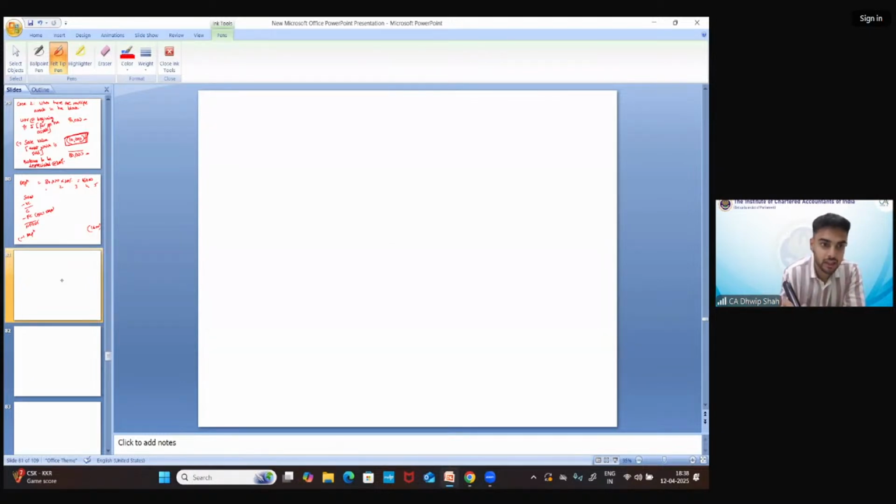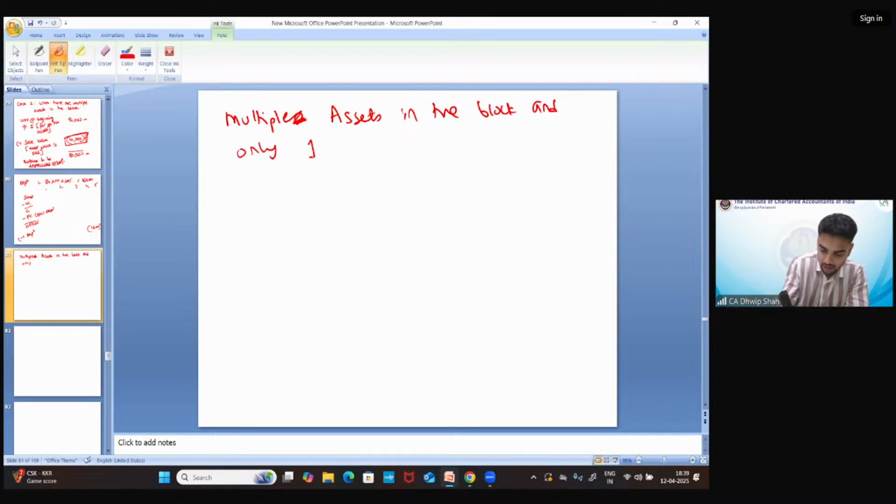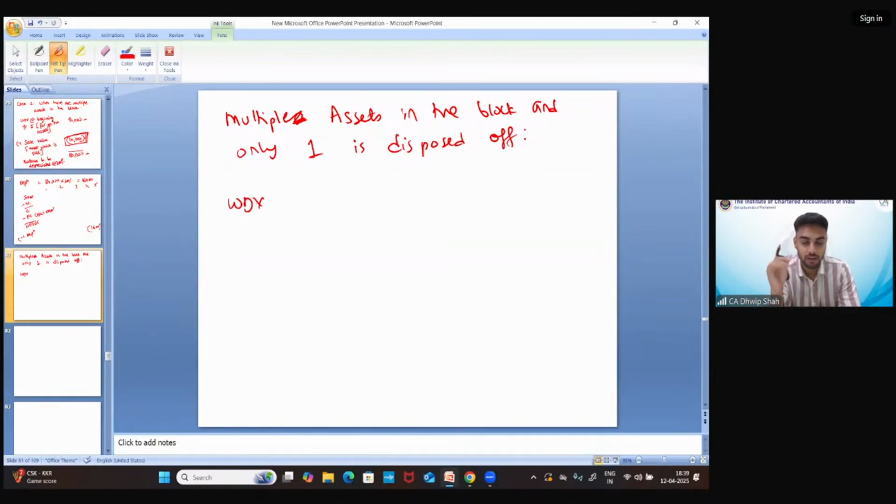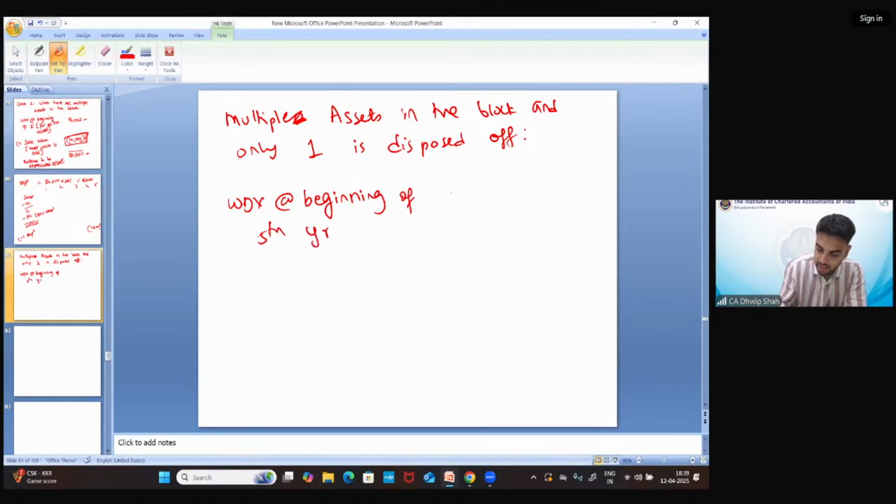Okay, now let me give you another illustration. When there are multiple assets in the block and only one is disposed of. Okay? Now my question to you again: the sale or disposal of the asset is happening at the end of the 5th year. So the first step is to calculate WDV at the beginning of the 5th year. Okay. Let's say WDV is 80,000.